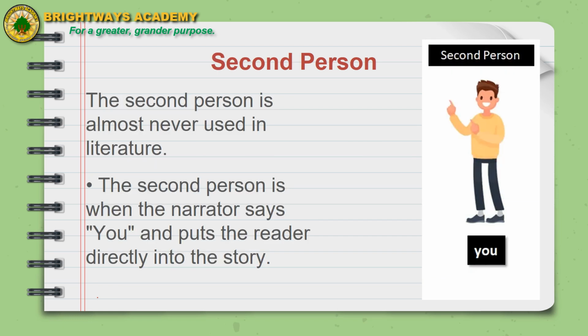The second is the second person. The second person is almost never used in literature. The second person is when the narrator says you and puts the reader directly in the story. Second person is when the narrator tells a story about you, the reader or the viewer. For example, you went to the store. The pronoun used here is you.